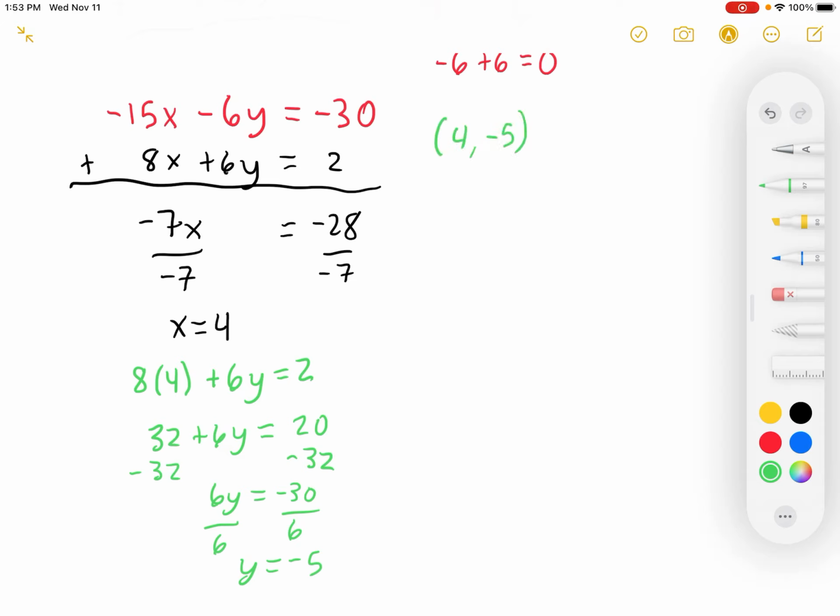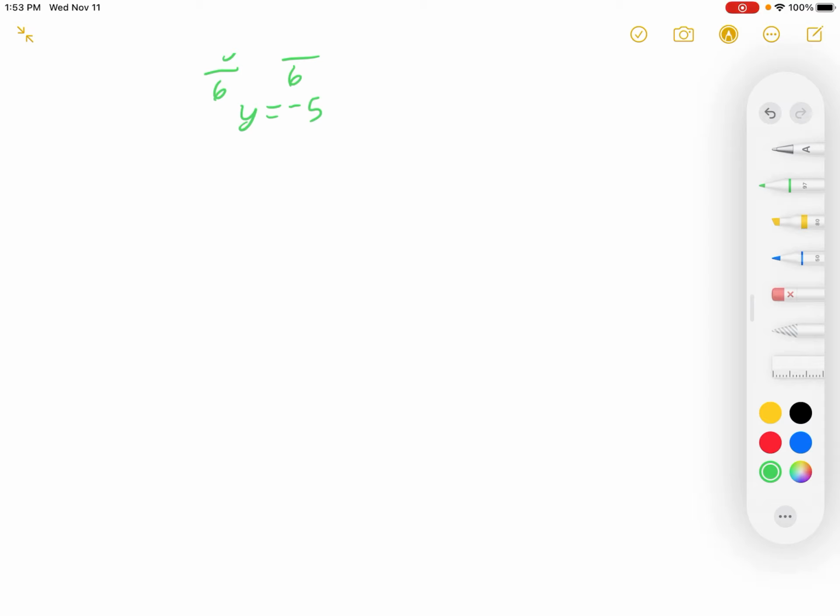I'm going to go over how to get this set up, because I think that's the tricky part. Once it's set up, it's just like what you did yesterday. So let's look at number 3. We get 3x plus 2y is equal to negative 8, and 10x plus 8y is equal to negative 20.